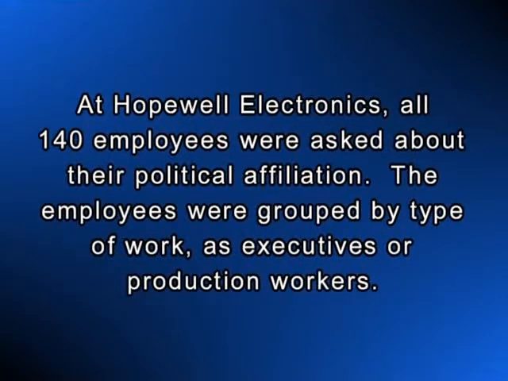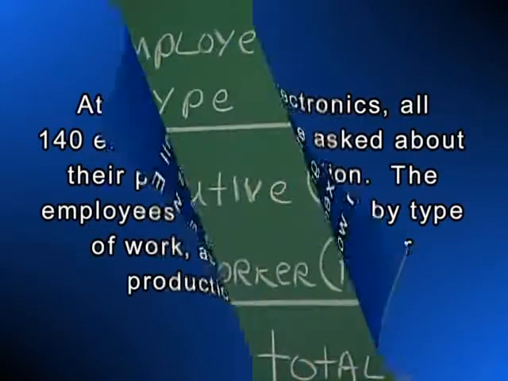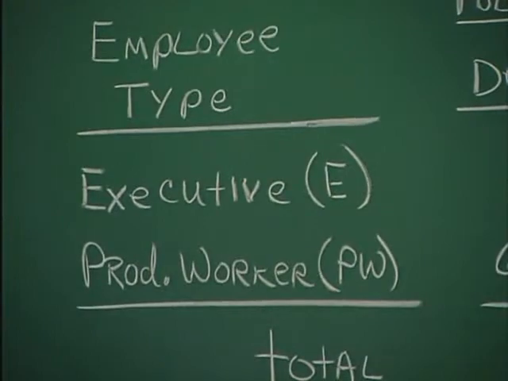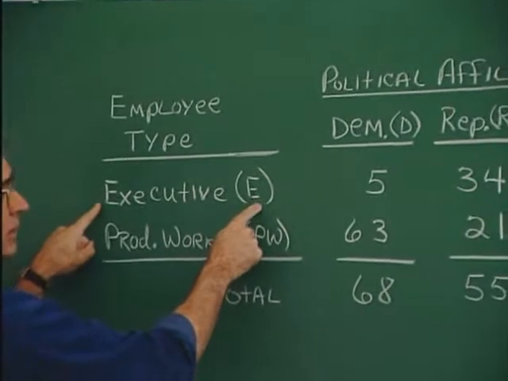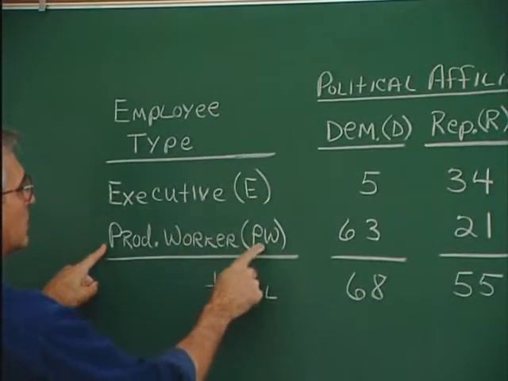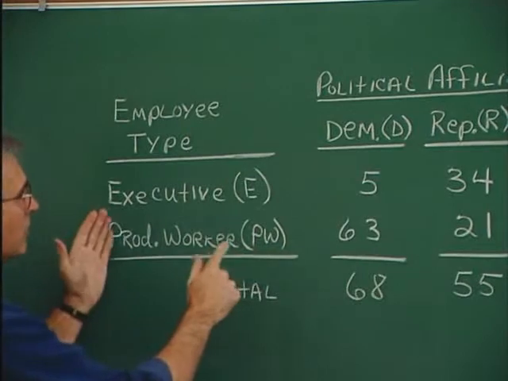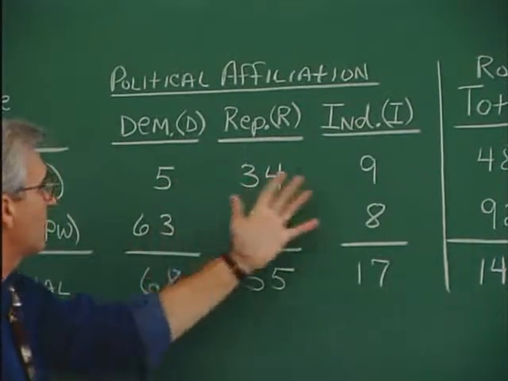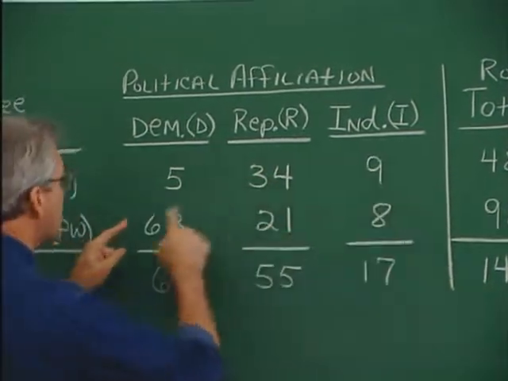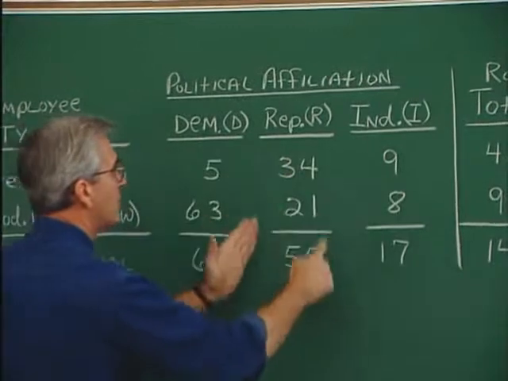At Hopewell Electronics, all 140 employees were asked about their political affiliation. The employees were grouped by type of work as executives or production workers. Here's a chart of the results of the survey. Over on this side of the chart is employee type: executive, which we're going to mark with E, and production worker, marked with PW. And over here are their political affiliations: Democrat, Republican, Independent, and the number of people involved.